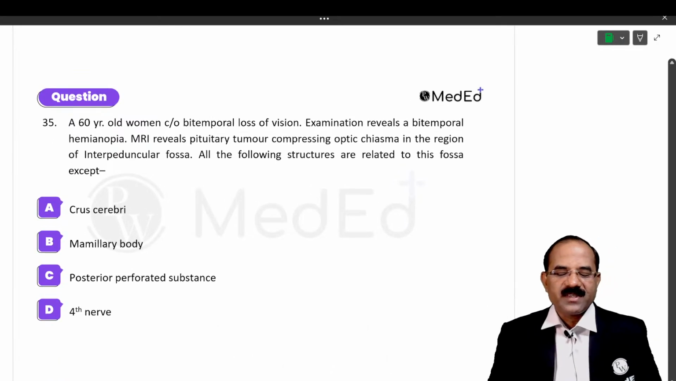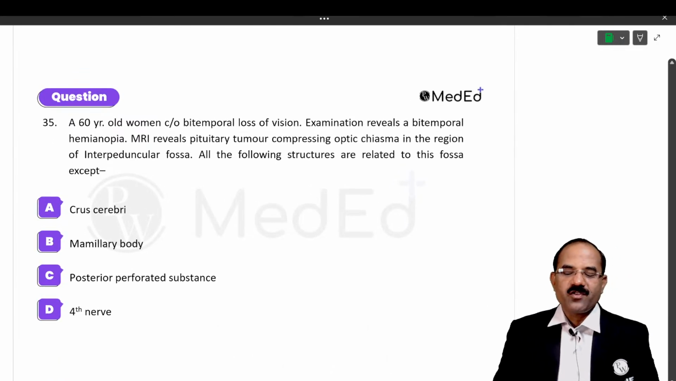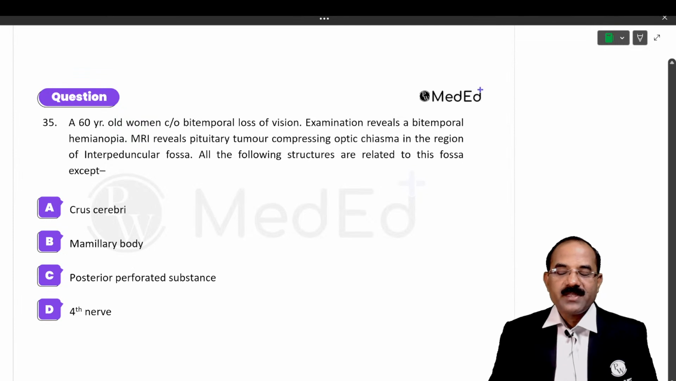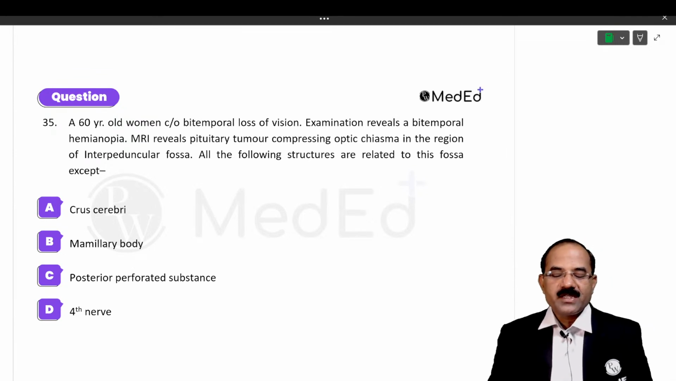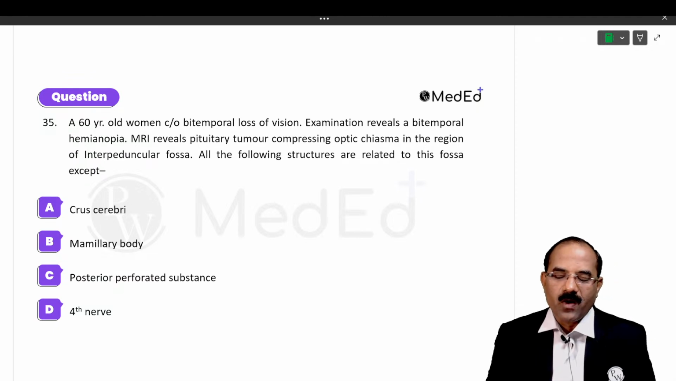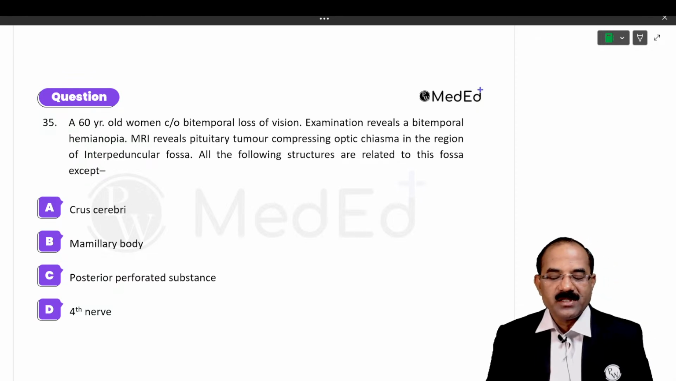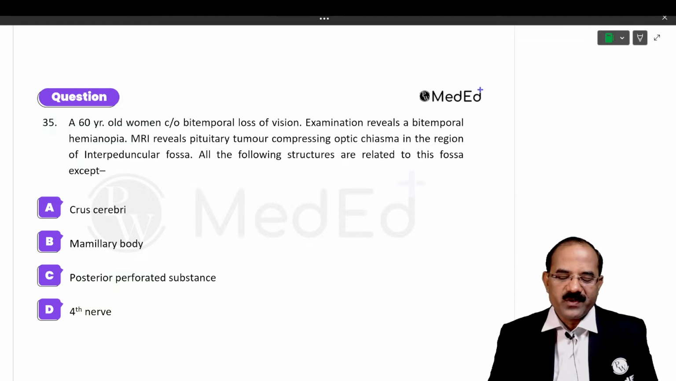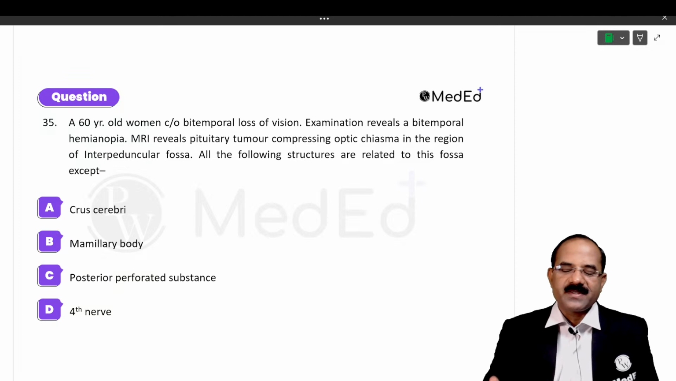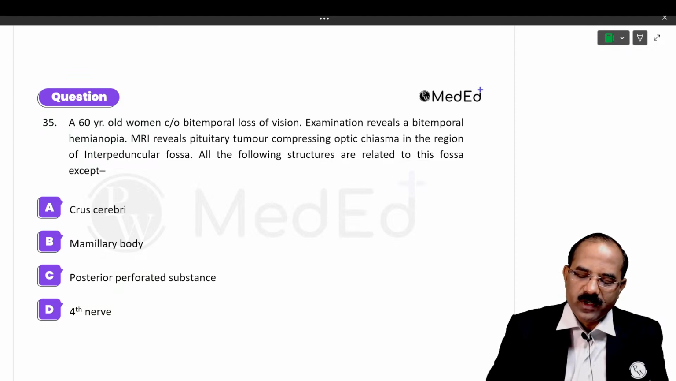Students, can you answer this? A 60 years old woman complains of bitemporal loss of vision. Examination revealed a bitemporal hemianopia. MRI reveals a pituitary tumor compressing the optic chiasma in the region of interpeduncular fossa. All the following structures are related to this fossa except. Any guesses? I'll just draw this for you. ये थोड़ा सा difficult MCQ है.